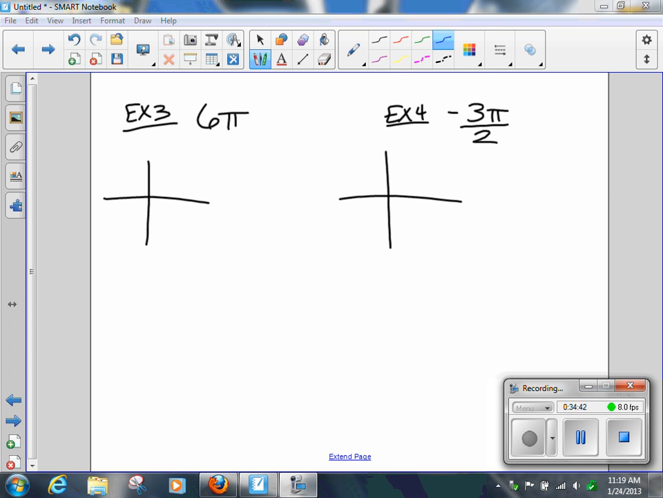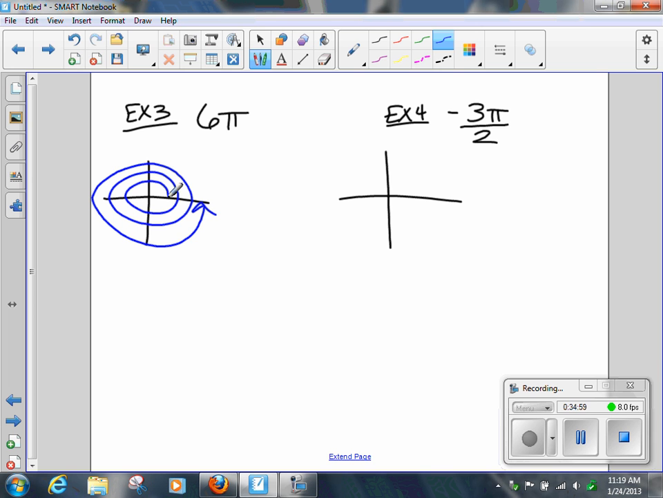6 pi. Monica, am I going to rotate up or down? Up. All right, here we go. Did you count this by 2s or 1s? 1s. All right, so 1, 2, 3, 4, 5, 6. How many of you had 3 rotations? You got to show the 3 rotations. What's our terminal point, everybody? 1, 0. High five. Boom.